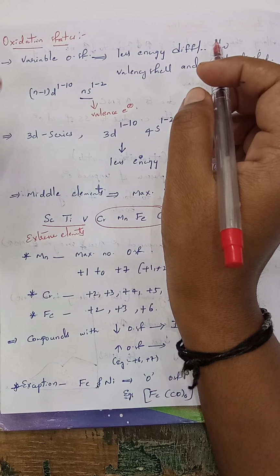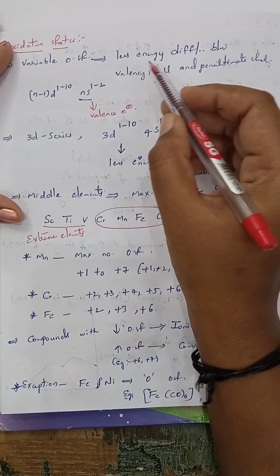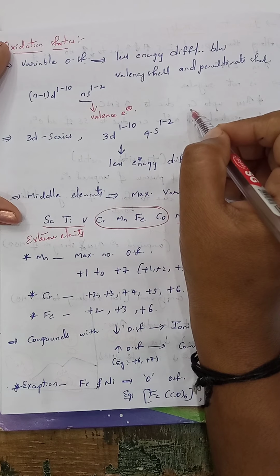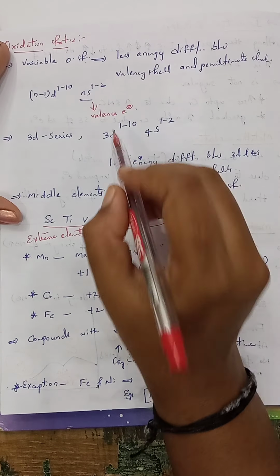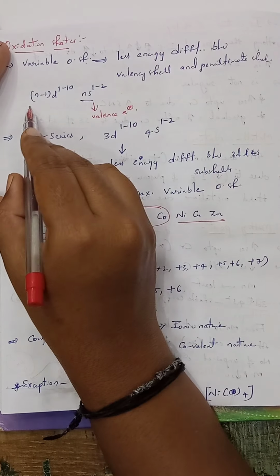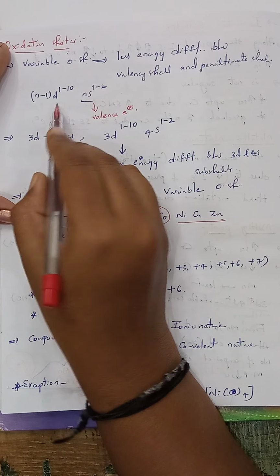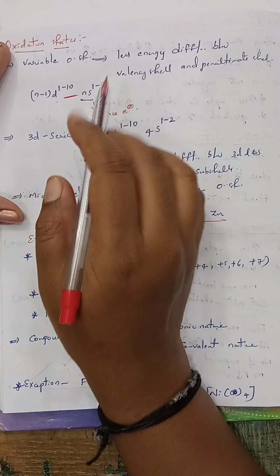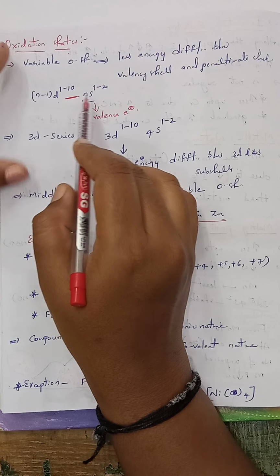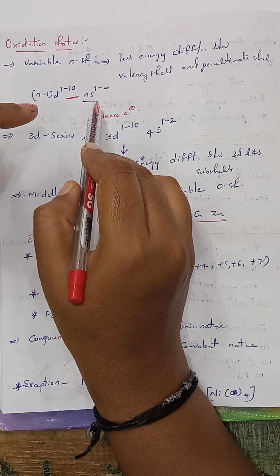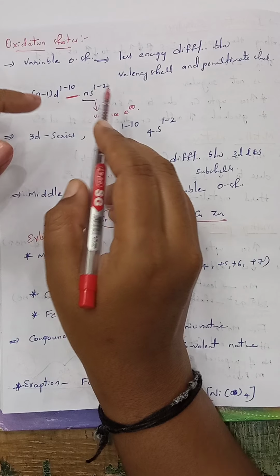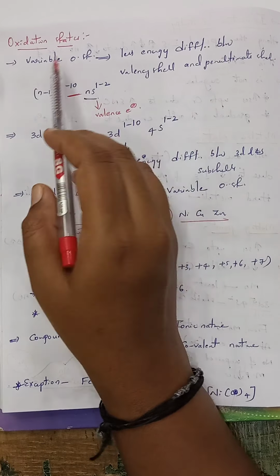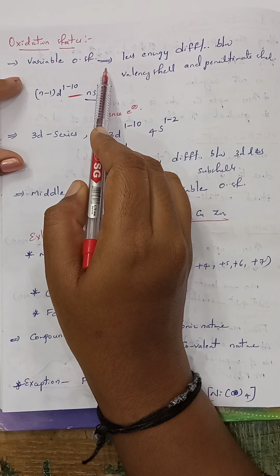The reason behind showing this variable oxidation state is the small energy difference between the valence shell and the penultimate shell. What is the valence shell? ns is the valence shell, and (n-1)d is the penultimate shell. If you see the energy difference between these two, it is very small. Due to this very small energy difference between the valence shell electrons and penultimate shell electrons, almost all of the electrons try to participate in different bond formation and can show variable oxidation states.